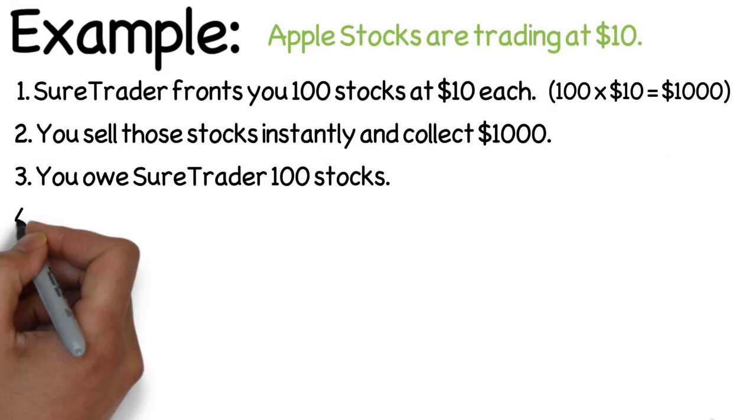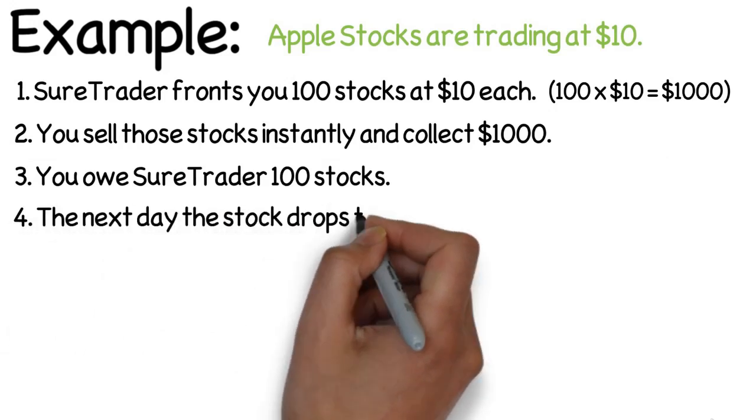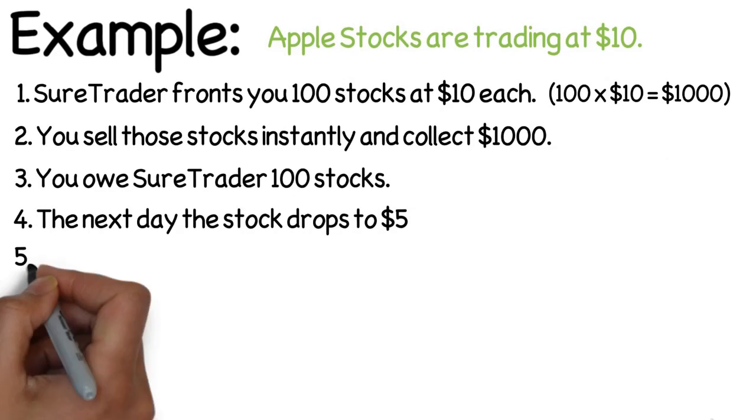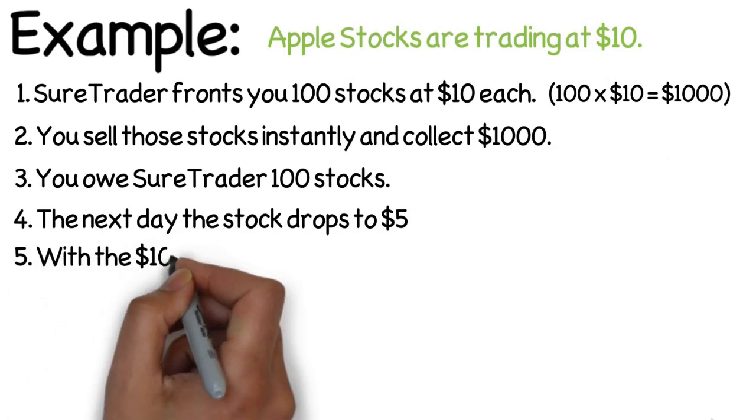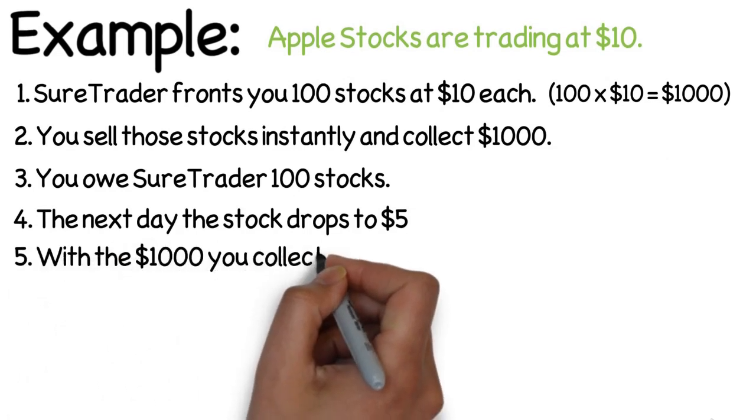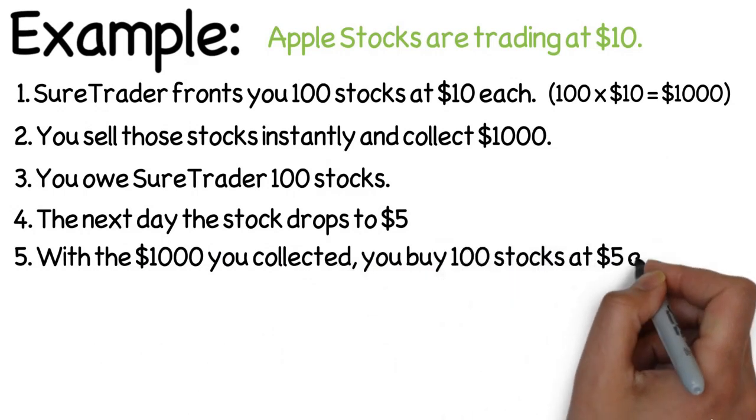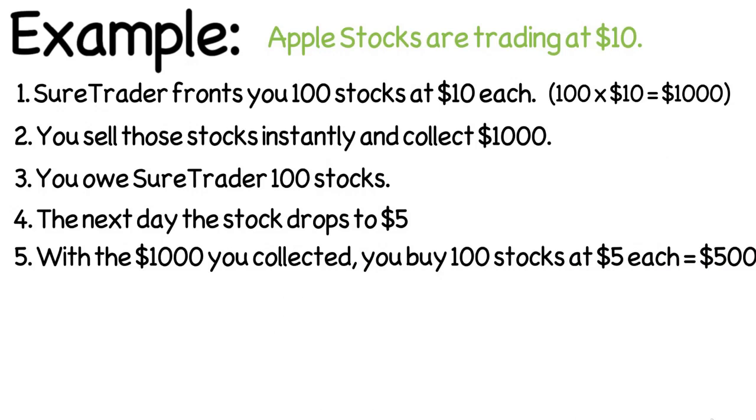So now let's say the next day, the price of Apple stocks drops to $5. So remember, you got $1,000 that you collected when you first sold those stocks in the beginning, when they fronted them to you. So with that $1,000 that you collected, you buy those same 100 Apple stocks the next day at $5 each, which will only cost you $500.